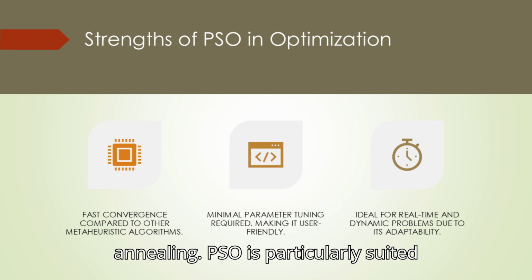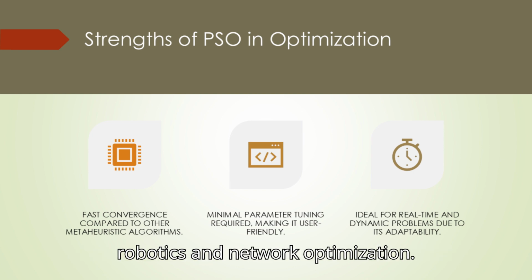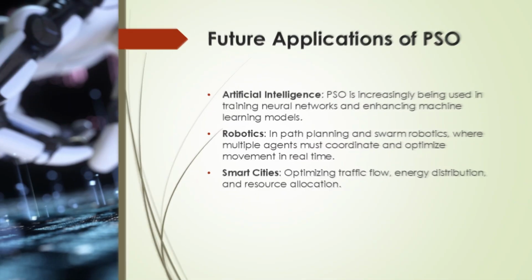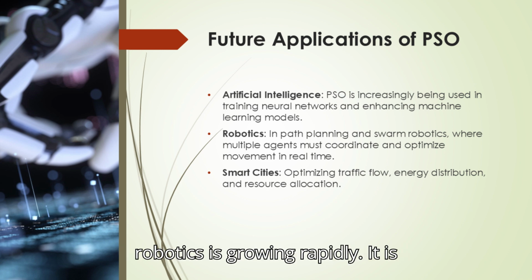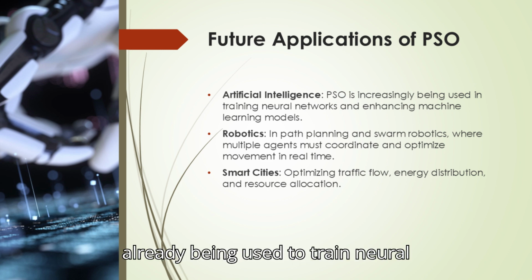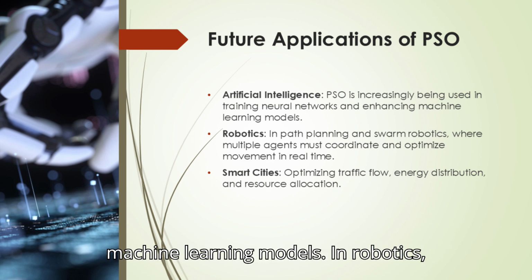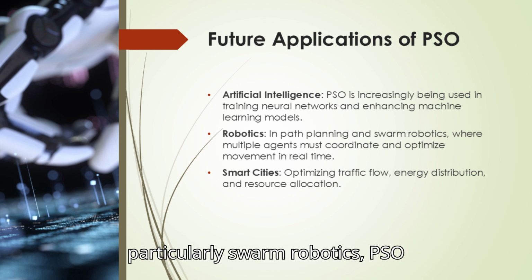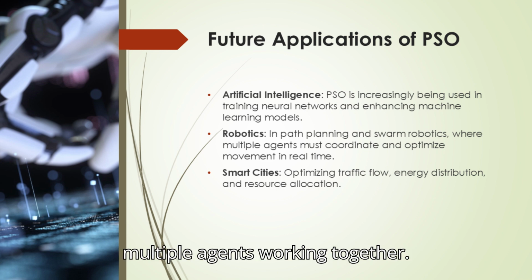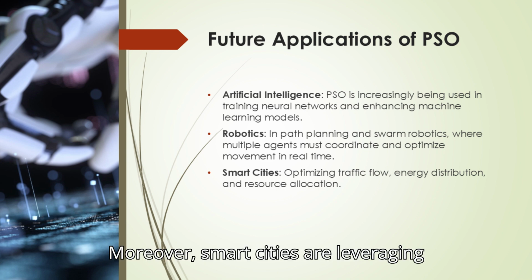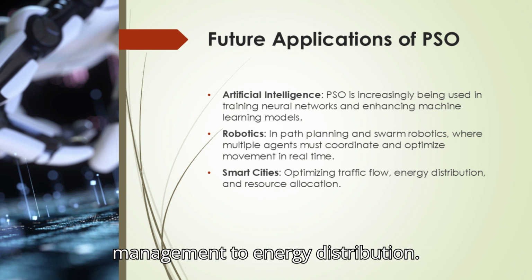PSO is particularly suited to dynamic environments, where conditions can change in real time, such as in robotics and network optimization. Looking to the future, PSO's role in fields like artificial intelligence and robotics is growing rapidly. It is already being used to train neural networks and improve the performance of machine learning models. In robotics, particularly swarm robotics, PSO helps optimize the coordination of multiple agents working together. Moreover, smart cities are leveraging PSO to optimize everything from traffic management to energy distribution.